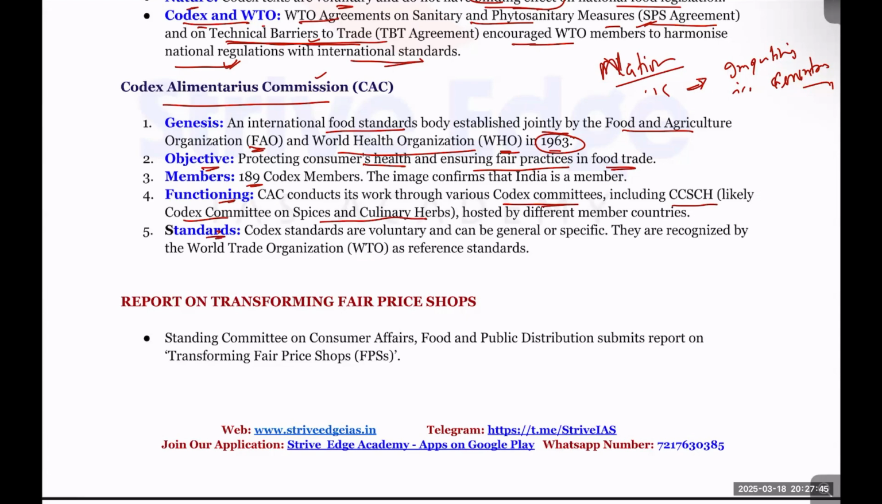Now, standards are voluntary and can be general or specific. So they are not binding on the country, and they can be voluntarily implemented. You should remember this, and this is the only information that is needed for your prelims exam. Otherwise everything cannot be done by every member, and even if one piece of information comes as new, this information will be helpful for eliminating the options, right? So you should only try to understand and remember this much information.